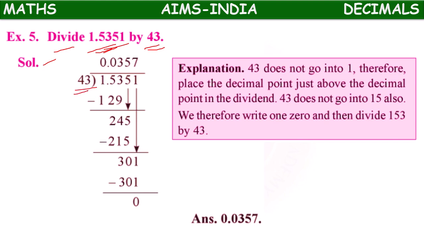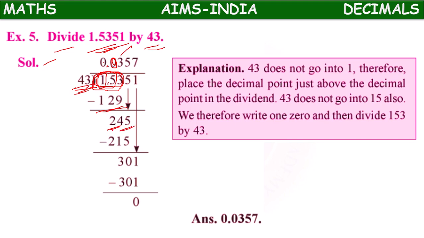Okay, children, 43. First, 1 is not divisible, a small number, so we will keep 0 here. Point above point we will keep. Next number 5, it will become 15, still a smaller number, so we will keep 0 here because 15 is not divisible by 43. Next we consider 3 numbers. It will become 153. Now it is divisible by 43. 43 times 3 is 129. So 24 is remaining.